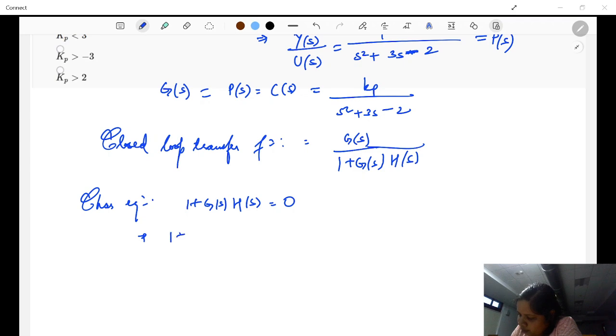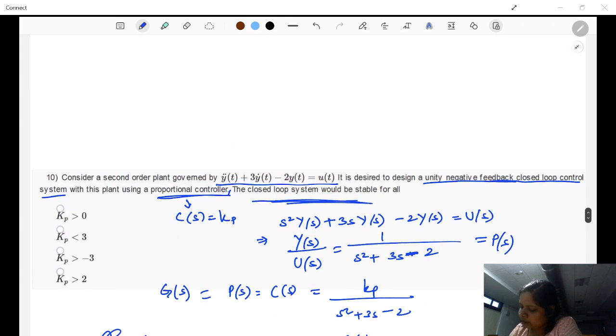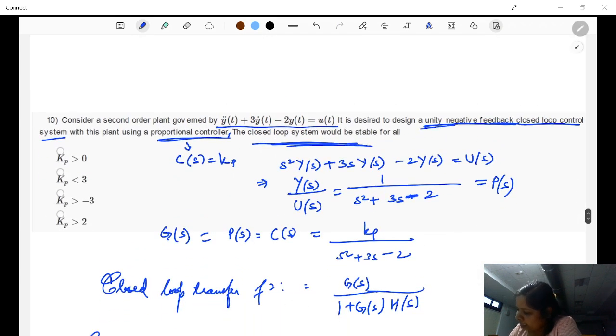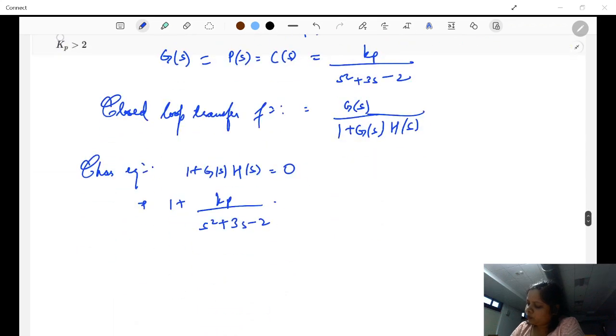So you can write 1 plus, what is your G(s)? Kp upon s square plus 3s minus 2. H(s) is 1. Why is H(s) 1? Because in the question it is already given that it is a unity negative feedback. So it is equal to 0. So what is the characteristic equation? s square plus 3s minus 2 plus Kp is equal to 0.